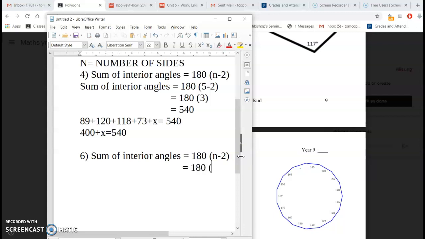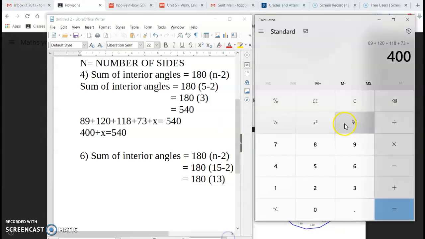So we know that 180, open brackets, and we found it was 15 minus 2. And again, we can do equals 180 times 13, because 15 minus 2 is 13. Now let's work it out. 180 times 13. So the sum of interior angles in the shape is 2340.